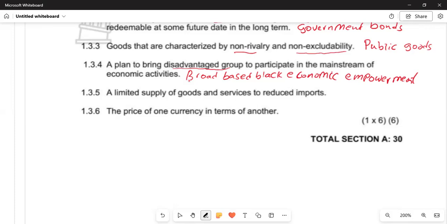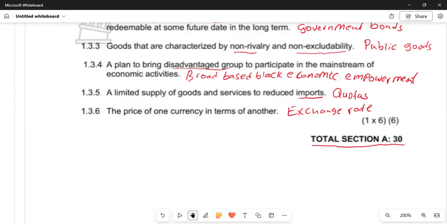A limited supply of goods and services to reduce the imports. This is what? A quota. This is called quotas. That is here, when you are trying to limit the supply of goods and services to reduce what? The imports. The price of one currency in terms of another, that is the exchange rate. So that is all about section A, and you are to get how many marks? 30 marks. So that is that.